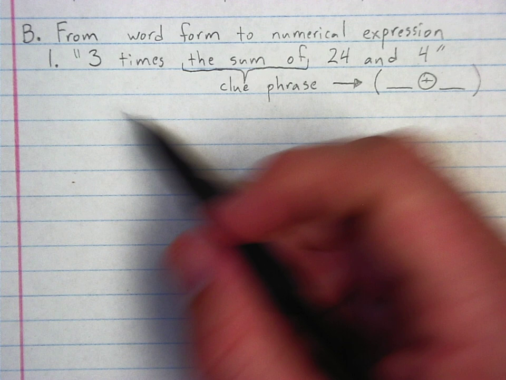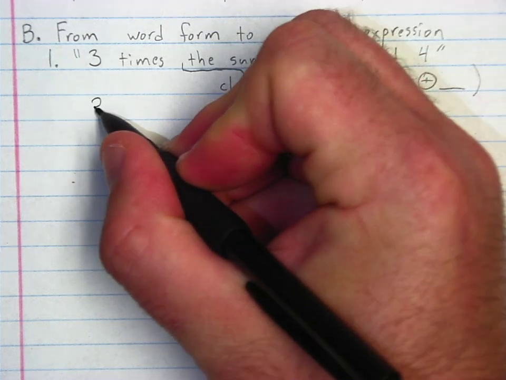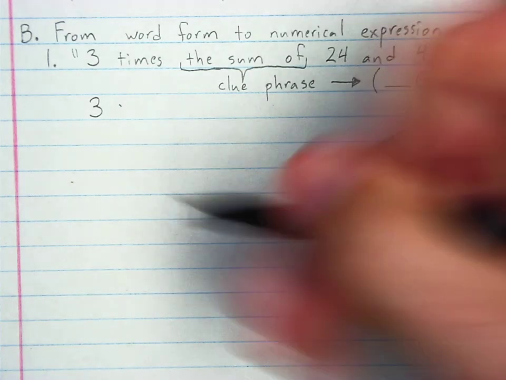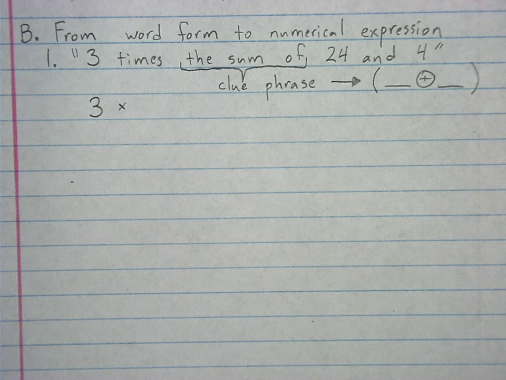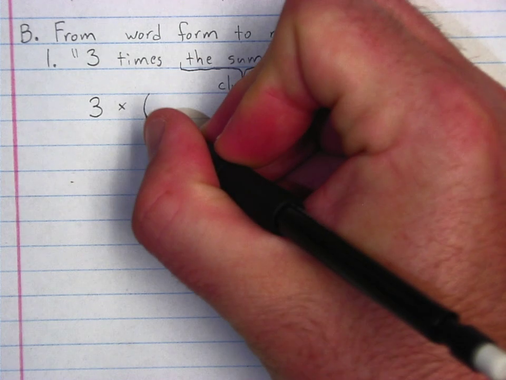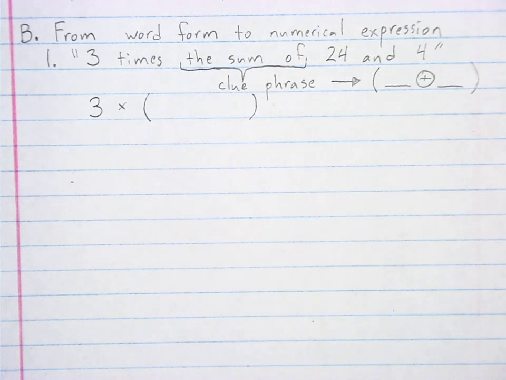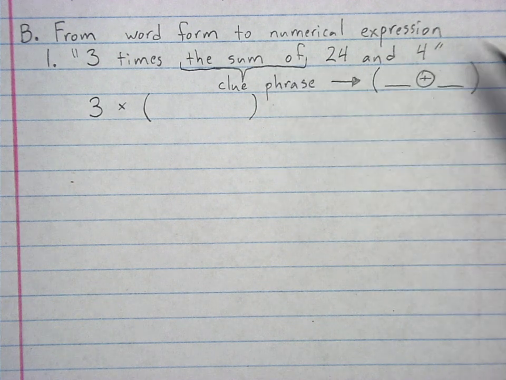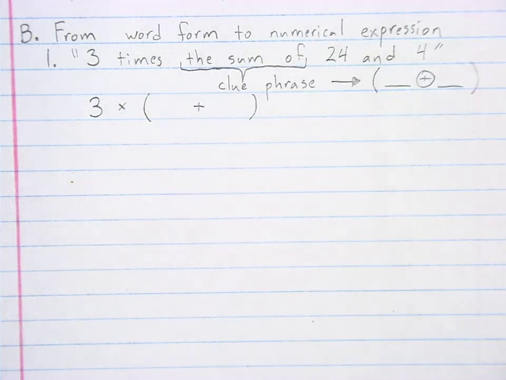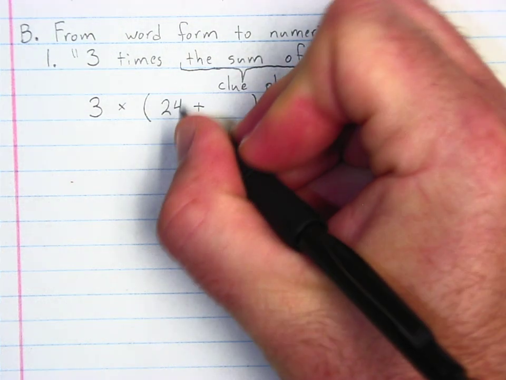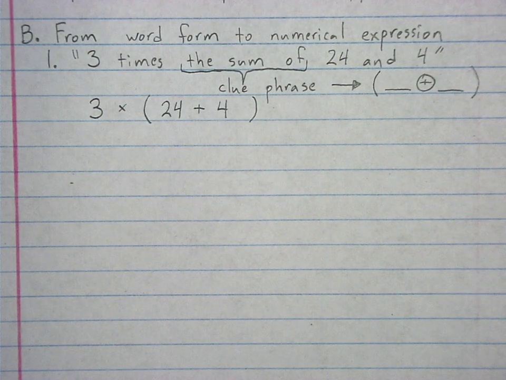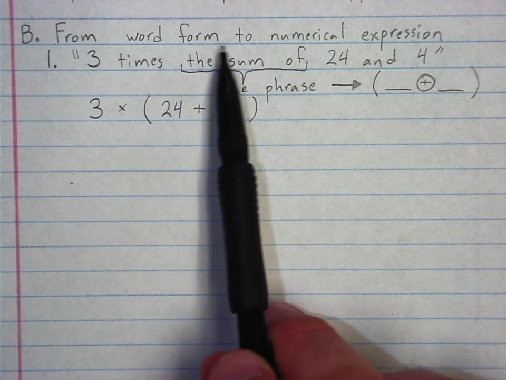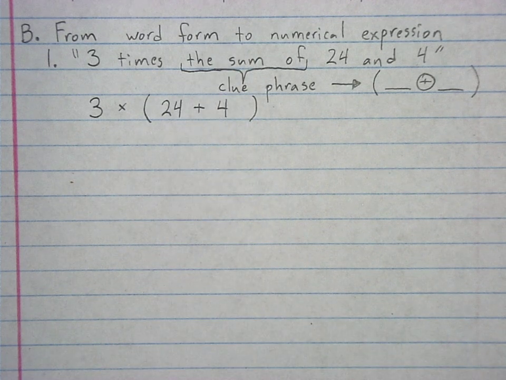Okay. So going back to 3 times, most of you probably wanted to do that already. 3 times. We're multiplying 3 times something. The something is going to be the sum of 24 and 4. Now, I'm not going to solve this right now because honestly, that's not the main part of the lesson. Translating from words to expression, that's your focus.